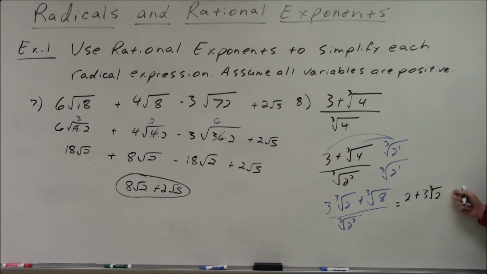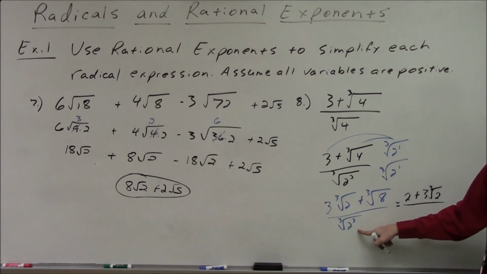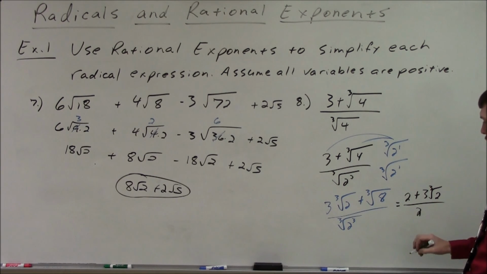Remember, we just typically write radicals on the end of a sentence. And then cube root of 2 cubed is 2. So this ends up being our simplified expression, our rationalized expression.